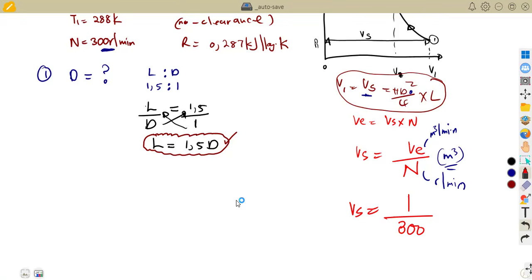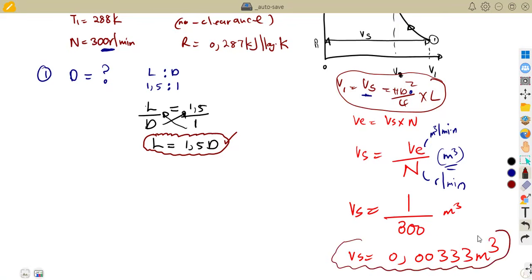That's it. Just like that. So by doing this, because this was cubic meters per minute, this is revs per minute, your answer automatically will be in cubic meters, which is cubic meters per cycle. That is just cubic meters. So VS was going to be something like 0.003333 and so on, cubic meters. You now have VS, the swept volume, which is the one carrying the diameter. So we can calculate the diameter from there.